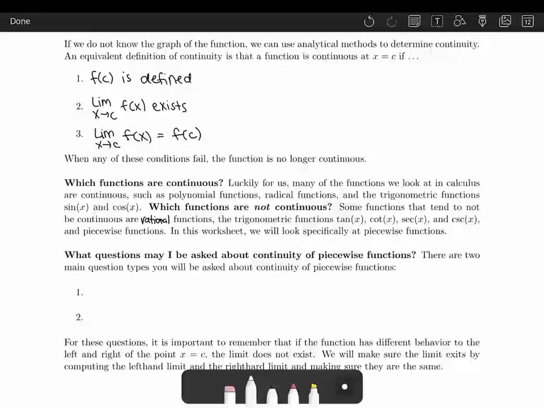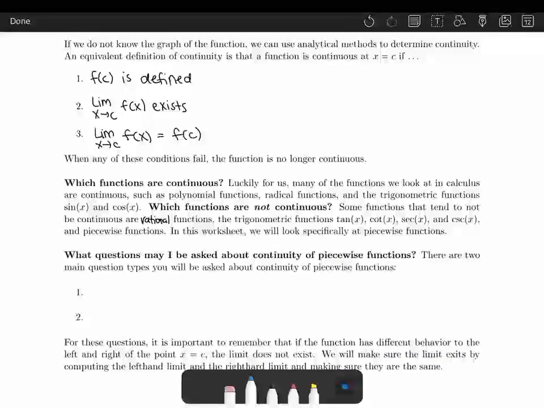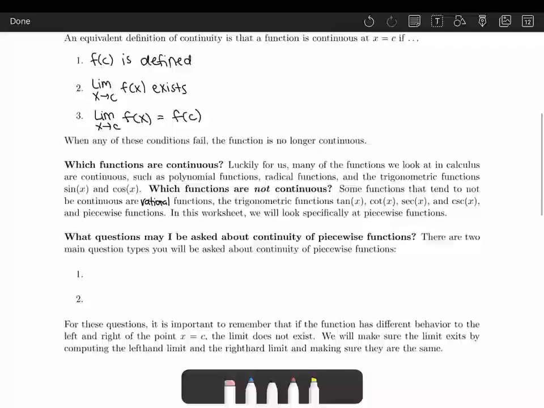So rational functions, which are fractions of functions, and then the trig functions tangent, cotangent, secant, and cosecant, and also piecewise functions. In this worksheet, we're going to specifically look at piecewise functions since these tend to be the more difficult continuity questions that we're going to be asked in calculus. So what questions might you be asked? There are two main types.